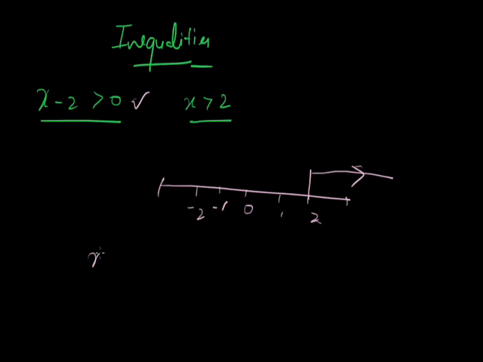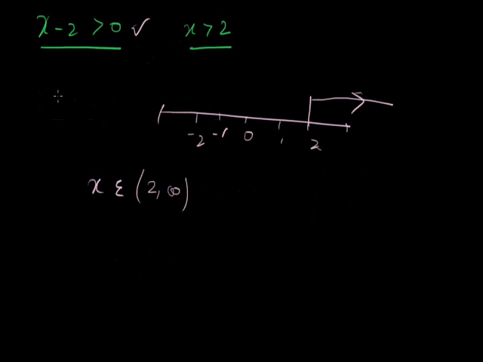The writing way is x belongs to, this sign says belongs to, (2, infinity). All the values from 2 to infinity mean x minus 2 is greater than 0. Here we use the small brackets. Keep this in mind: when to use a small bracket and when to use the square bracket.